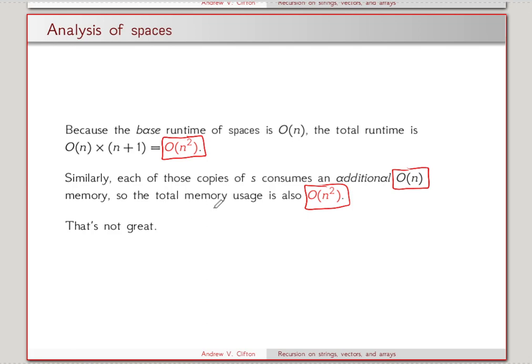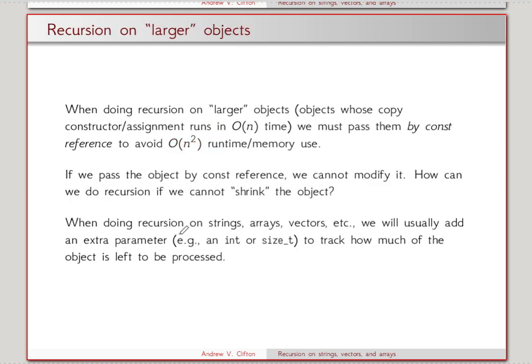Fortunately though, we can do better. Usually when we're doing recursion on something big, something where its copy constructor has to do a loop under the hood, we're going to pass it by const reference to avoid that O of n squared. But if we pass it by const reference, then we can't modify it. We can't shrink it. So how are we going to do that? What we're going to do is add another parameter, like an int, to keep track of how much of it we have looked at and how much of it is still left to be processed.